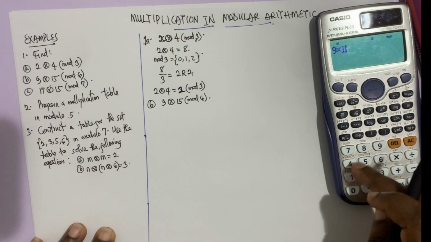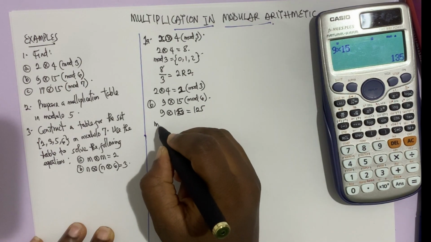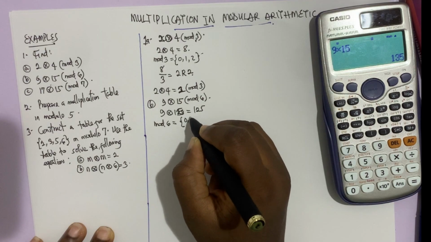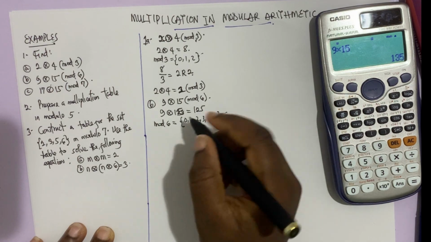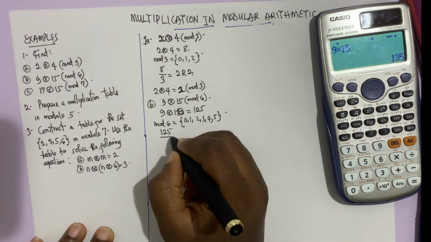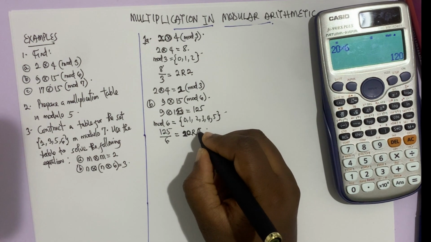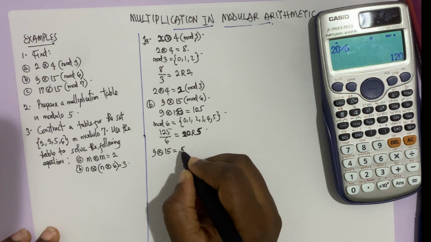9 times 15, or 125 is not a valid mod 6 residue. Possible residues in mod 6 are 0, 1, 2, 3, 4, 5. So we have to divide 125 by the mod, which is 6, and that will give us 20 remainder 5. 9 times 15 in modulo 6 will give us 5.